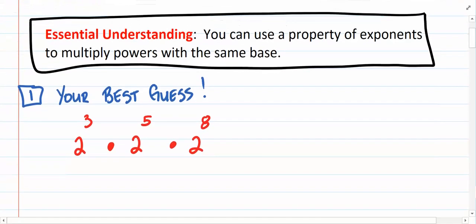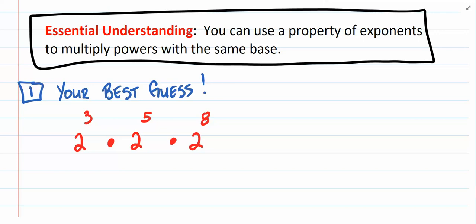It's going to be a guess, okay? So what is your best guess? I want 2 to the 3rd multiplied by 2 to the 5th multiplied by 2 to the 8th. What's your best guess? Okay, well, let's see what you got.